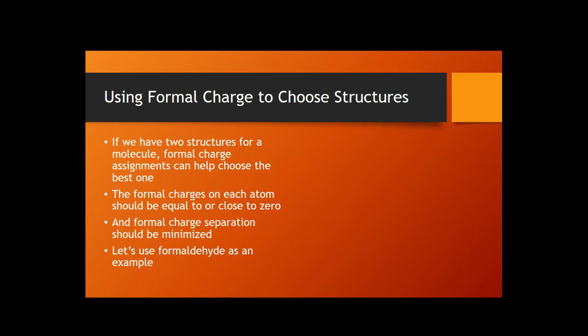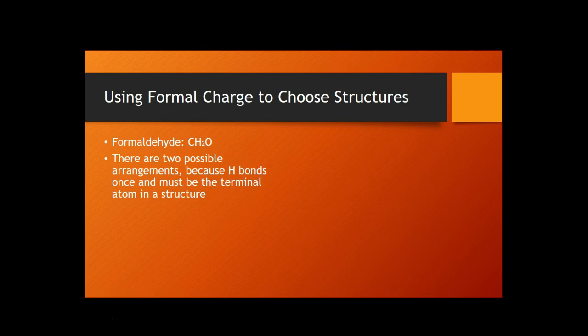Let's use formaldehyde as an example. Its formula is CH2O. By the way, it is not actually a carbohydrate. There are two possible arrangements. Because hydrogen only bonds once, it must be the terminal atom in a structure. So there's one way, and there's the other way. We put the oxygen down. Here are the Lewis structures for those possibilities.